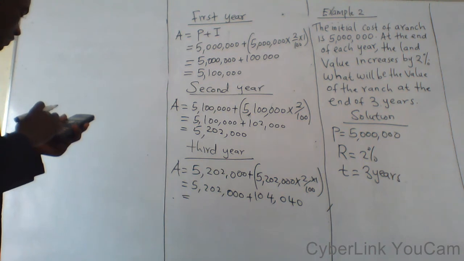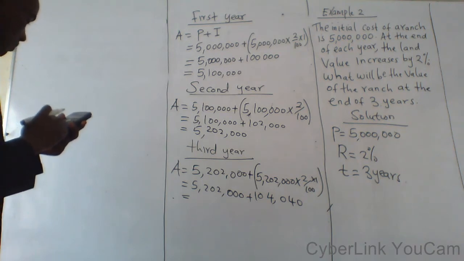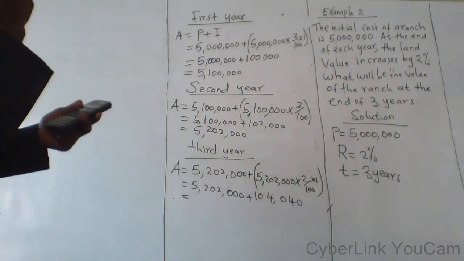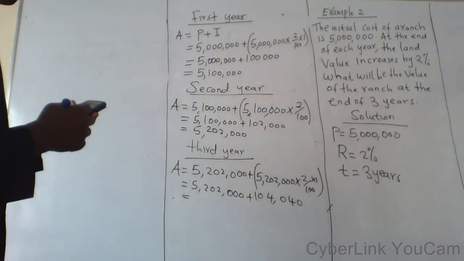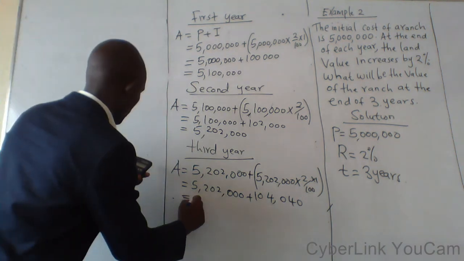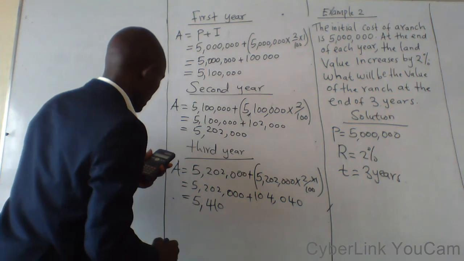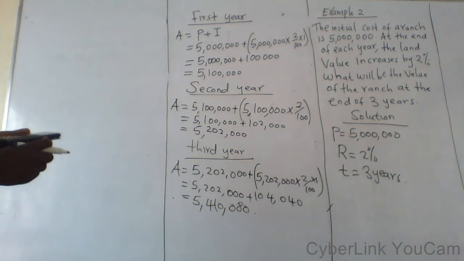So if you sum up the two, 5,202,000 plus the answer, you'll get 5,306,040. That is the figure that you are expected to get.